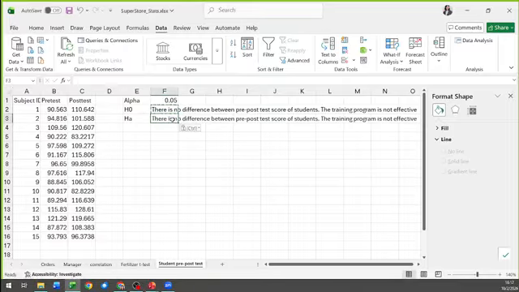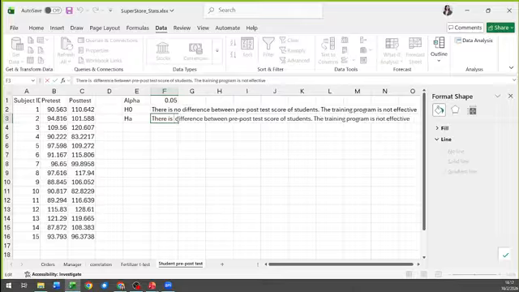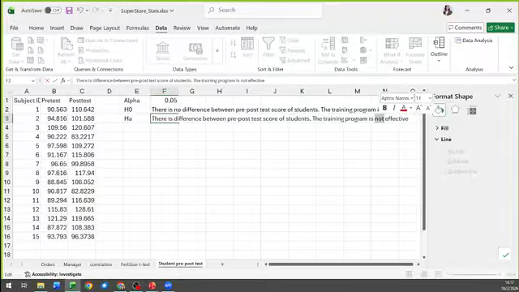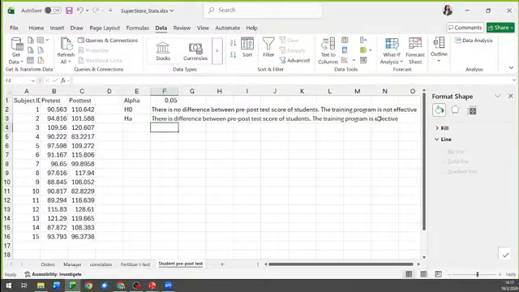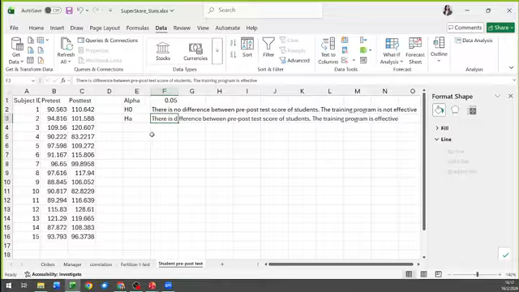HA is there is difference, right? Correct? The training program is effective. Okay, so we want to reject. If we reject, that means we try to accept HA, which is there is difference between pre and post test. Okay, that is mu pre equals mu post.